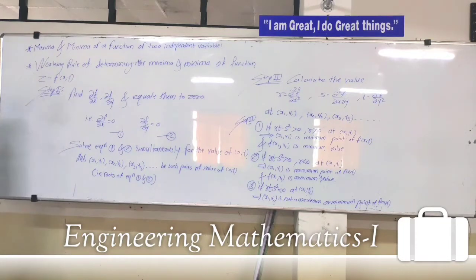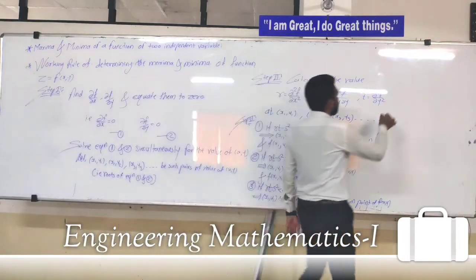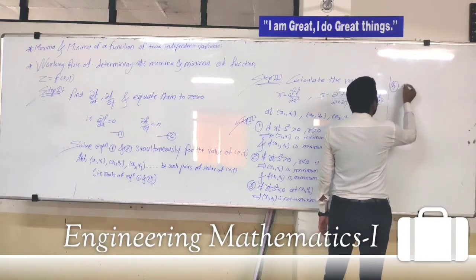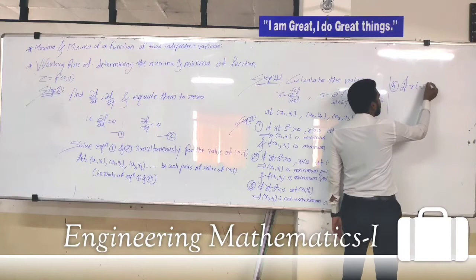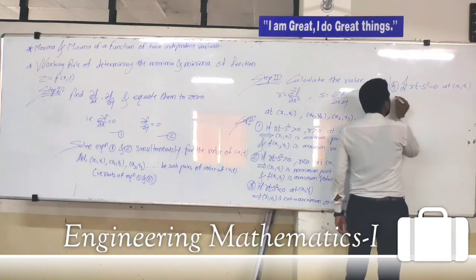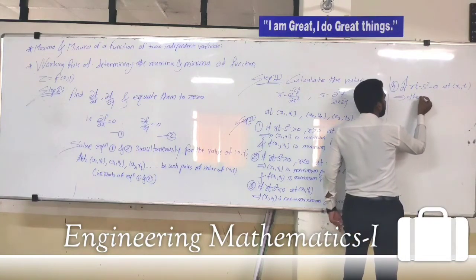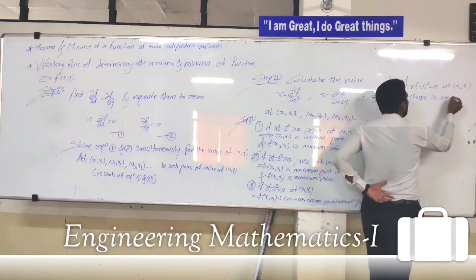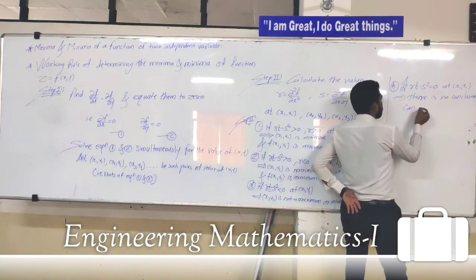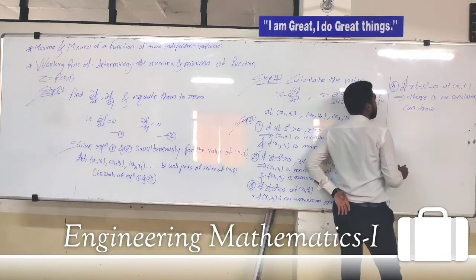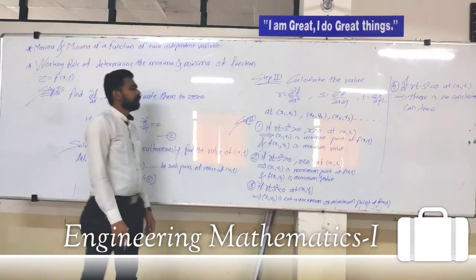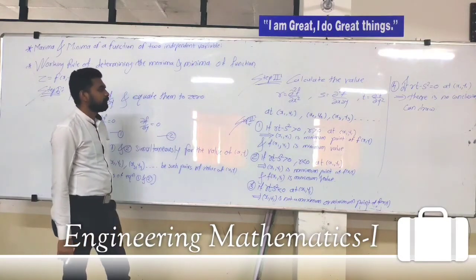Next, four. If rt minus s square is equal to 0 at x1, y1, this implies that there is no conclusion. No conclusion can be drawn. So in this way we find the maximum and minimum value of the function.